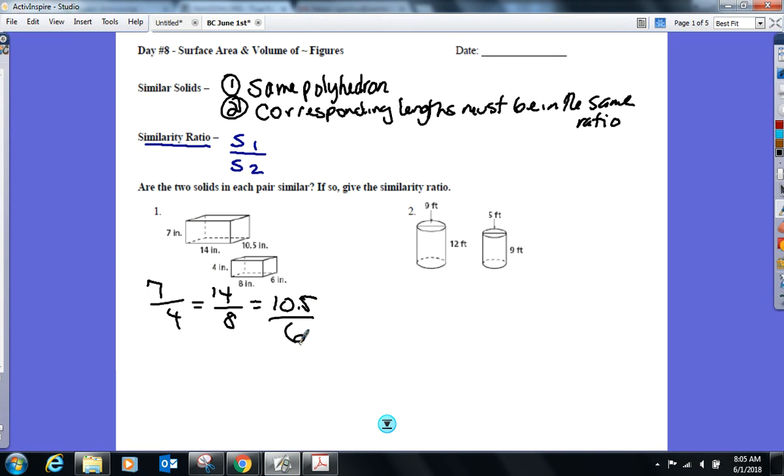10.5 over 6. And just let's be aware, just because two of them might be in the same ratio doesn't count. All three have to be in the same ratio here for them to be similar. And how are you guys finding out if they're all in the same ratio? Finding their decimal equivalent. That's why you guys have calculators in front of you instead of just staring at me, waiting for me to tell you the answer. 7 over 4, 14 over 8, 10.5 over 6. Do they all reduce down to the same decimal equivalent?